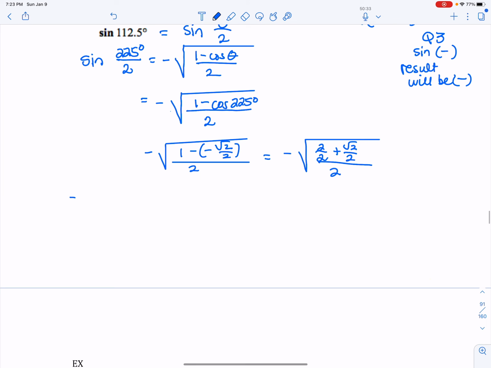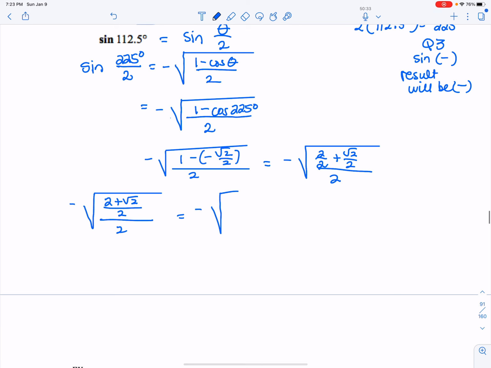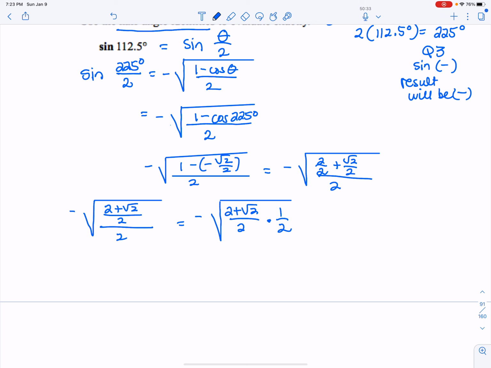So this is kind of like the last one. So negative square root of I get 2 plus radical 2 over 2 all over 2. Turning this into a multiplication problem, I get 2 plus radical 2 over 2 times 1/2, and that equals negative square root of 2 plus radical 2 over 4.